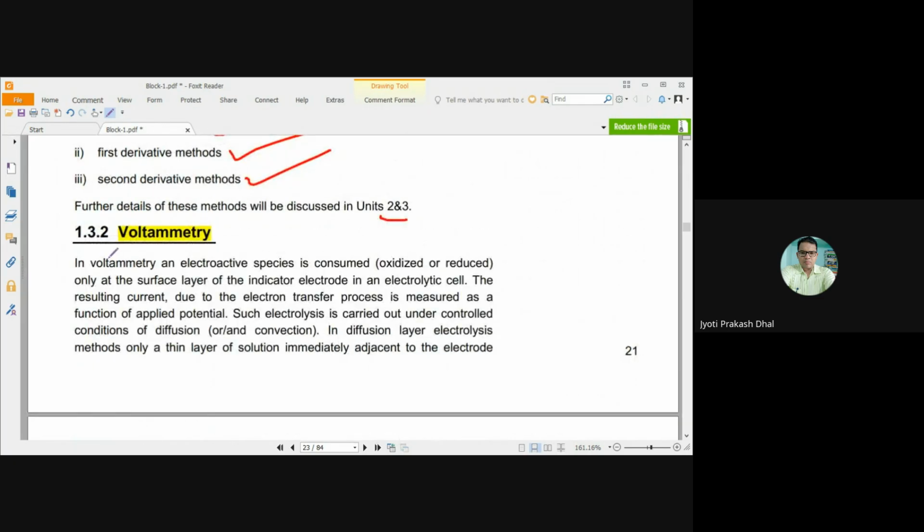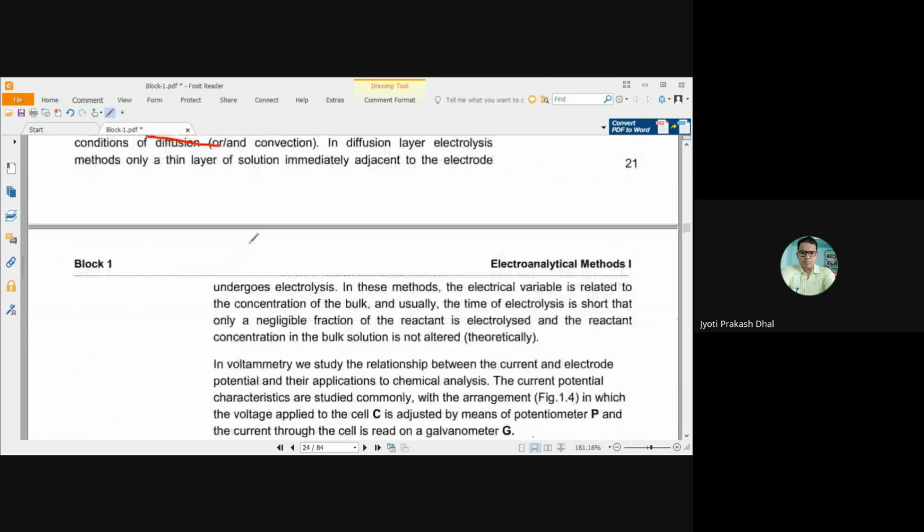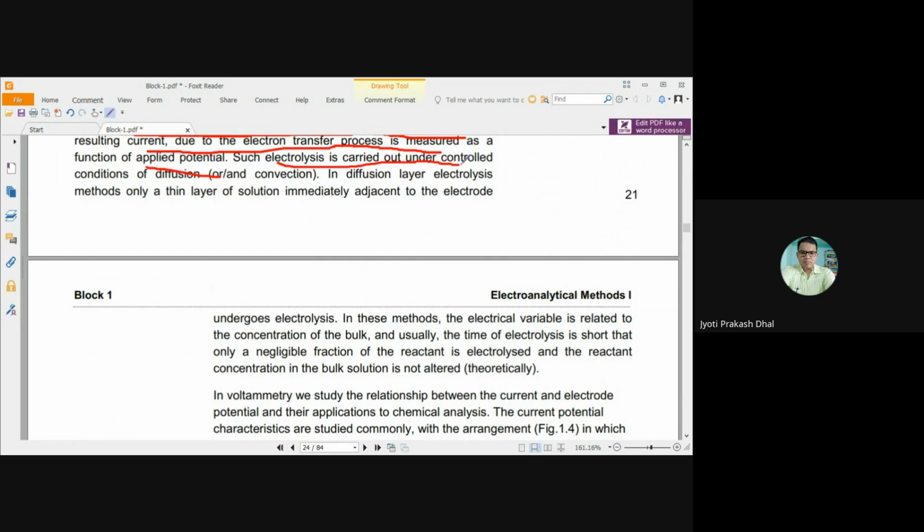Now coming to voltammetry. In voltammetry, an electroactive species, that may be an oxidized or reduced species, is consumed at the surface layer of the indicator electrode of the electrolytic cell, and the resulting current due to the electron transfer process is measured as a function of applied potential. Such electrolysis is carried out under controlled conditions of diffusion and or convection.